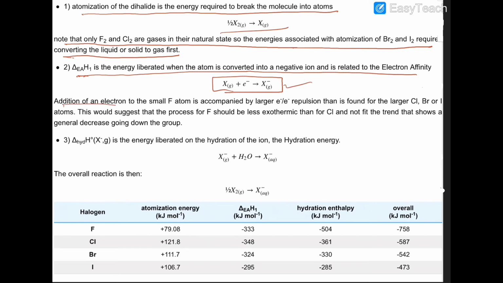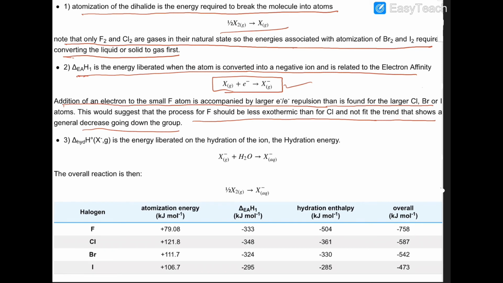The addition of an electron to the smaller fluorine atom is accompanied by a large electron repulsion, more than is found in the large chlorine, bromine and iodine. This would suggest that the process for fluorine should be less exothermic, but it cannot show a general decrease towards the group. Although it is written there, in my sense, the only difference between the electron gain enthalpy of chlorine and fluorine is only 20 kilojoule.